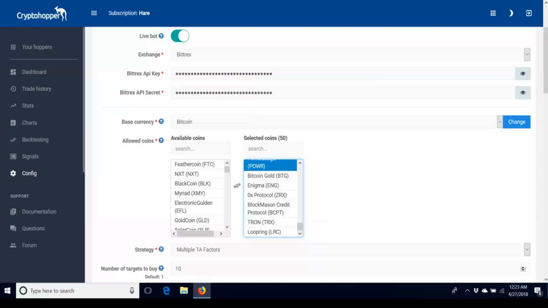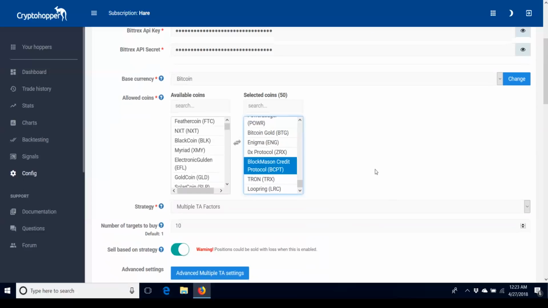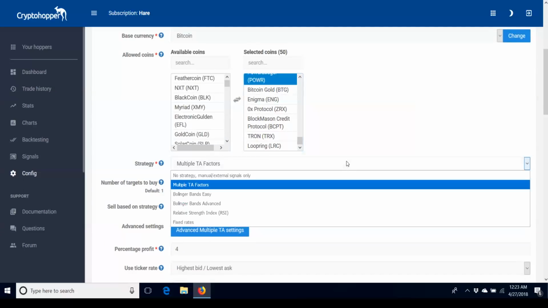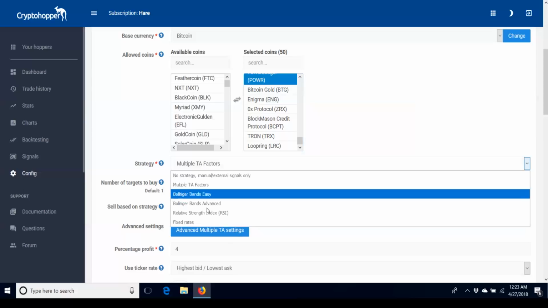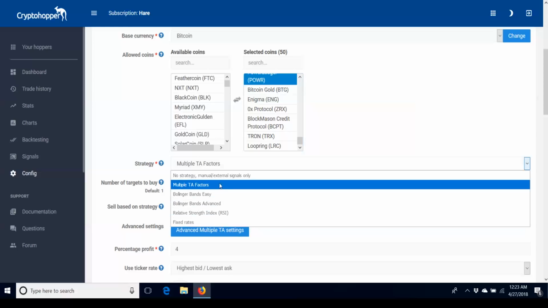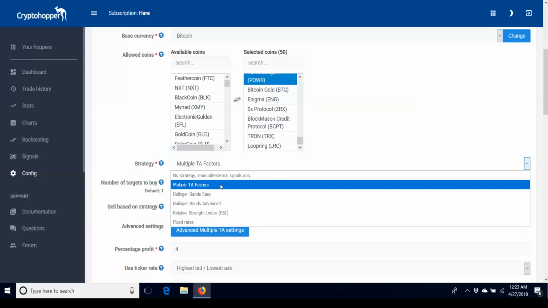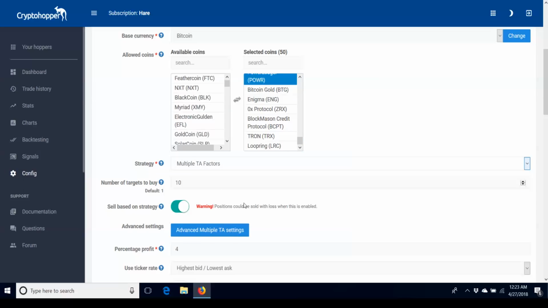I do change these from time to time. The bot that I have, the hair subscription, I'm allowed 50 coins. So I went through and picked 50 of them, and I'll watch. If I see one keep coming up as a loser, keep getting picked and stopping out, I might remove that from the coins. But it just depends. And then I have my strategy set up as multiple TA. That's the one I've been messing with the most. I've tried some of the other ones, not all of them. I've tried no strategy, just external signals, but this one seems to be working the best for me right now, but I will test the other ones as well as time goes on.